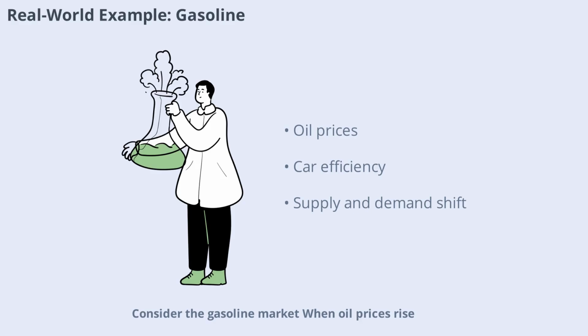Consider the gasoline market. When oil prices rise, the cost of producing gasoline increases, shifting the supply curve left. If a new car model is more fuel efficient, demand for gasoline might decrease, shifting the demand curve left. These shifts interact to determine the final market price and quantity.